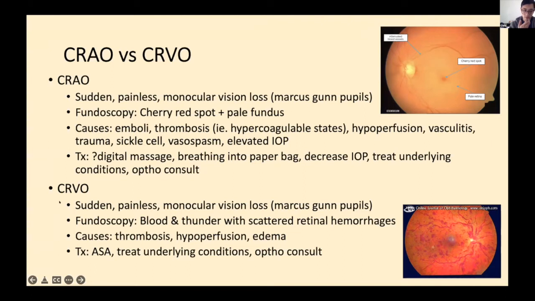On the other hand, central retinal vein occlusion, on fundoscopy, you'll see a blood and thunder appearance with scattered retinal hemorrhages, as seen in this picture here. Causes include thrombosis, hypoperfusion, and edema. These patients you'll want to treat with aspirin, and you want to treat the underlying conditions and also get ophthalmology on board.